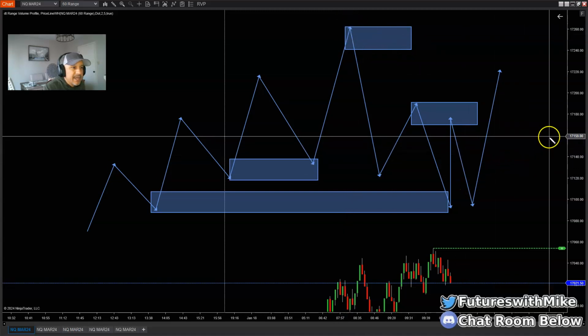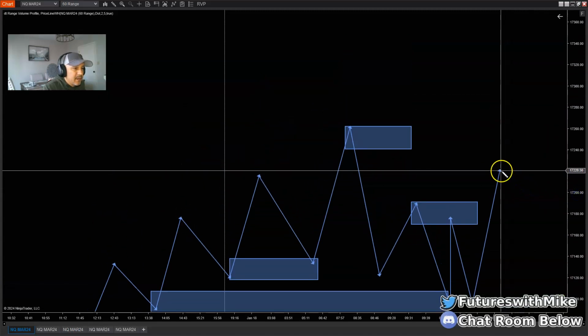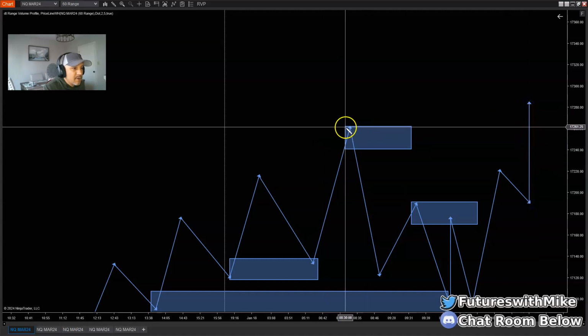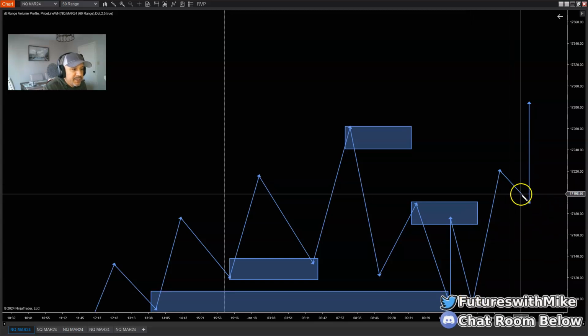So the market could do something like this, pull back, break higher, okay? Now we broke a major area of structure. Could this be demand out here? Yes. Could this be demand right here? Yes.